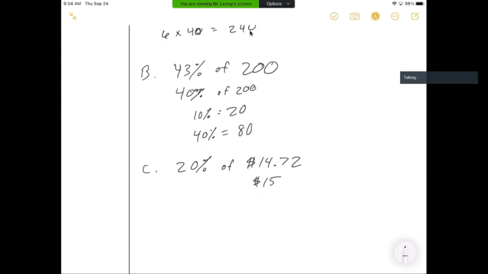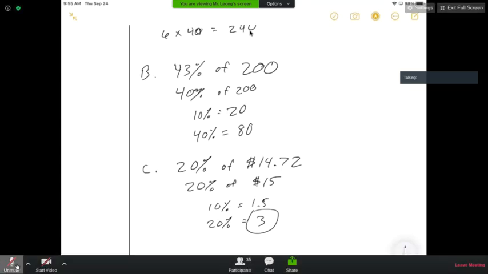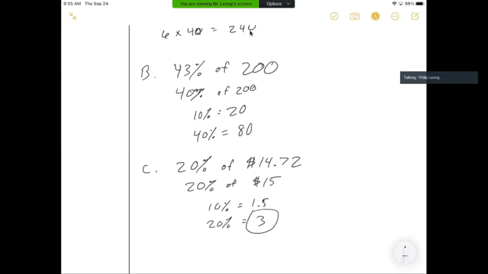Okay, here we go. 20% of 15. Again, 10% is equal to 1.5. So 20% is equal to 3. Right? In your head? Okay. I'm writing it out, but again, I want you to be able to do these mentally if possible.